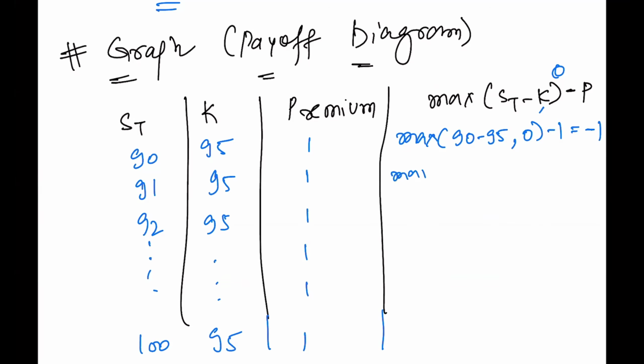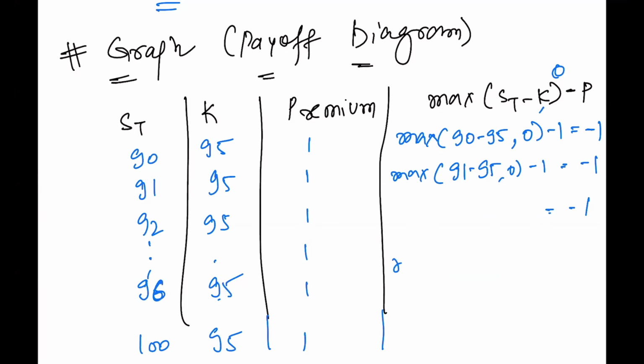So similarly, we'll have maximum of 91 minus 95 comma 0, minus 1, right? So this will be nothing but -1, because 91 minus 95 is -4. Maximum of -4 comma 0 is 0. 0 minus 1 is -1. So similarly, up till, let's take this value as 96.